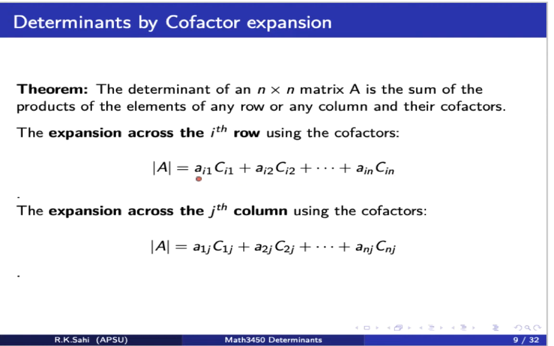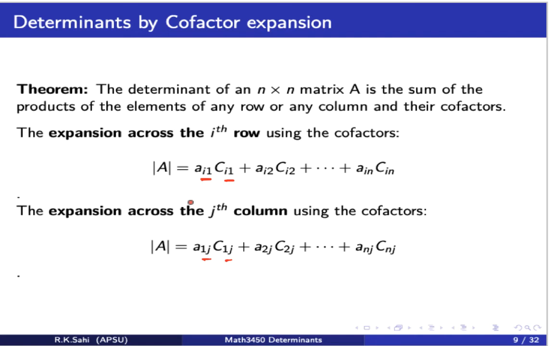Now this is very important. The subscripts of the element value of that entry are the same as those of the cofactor for that. It's very, very important. Similarly, if I'm going across the jth column, it will be A1j C1j. Remember, this is always going to be the same. Plus A2j C2j, plus dot dot dot, plus Anj Cnj.